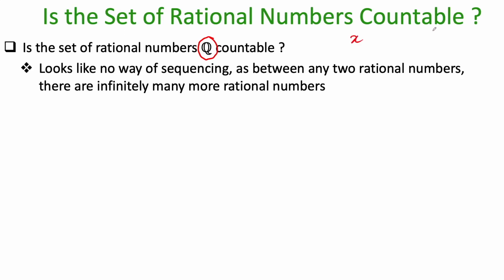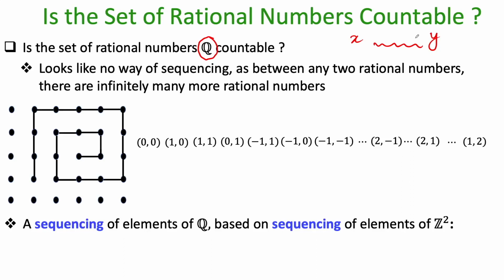That means if I consider two rational numbers x and y, between x and y there are infinitely many rational numbers, right? So how exactly are we going to list down or sequence all possible rational numbers? So it looks like that's not possible. But what we can do is show a very clever enumeration of the set of rational numbers, which will prove that the set of rational numbers is a countable set.